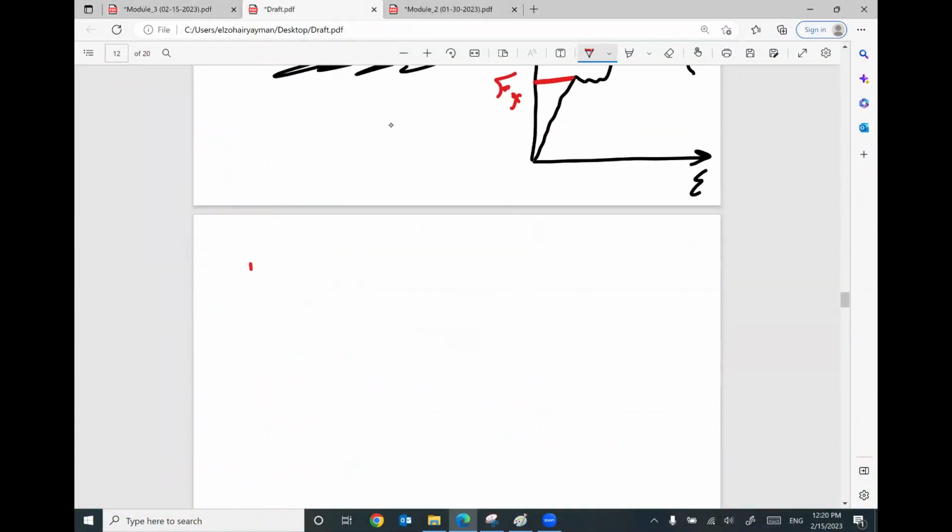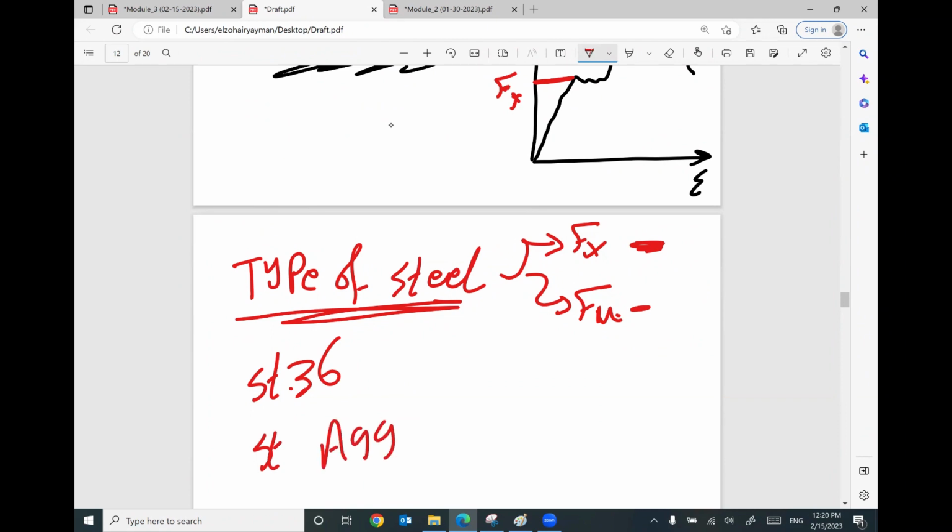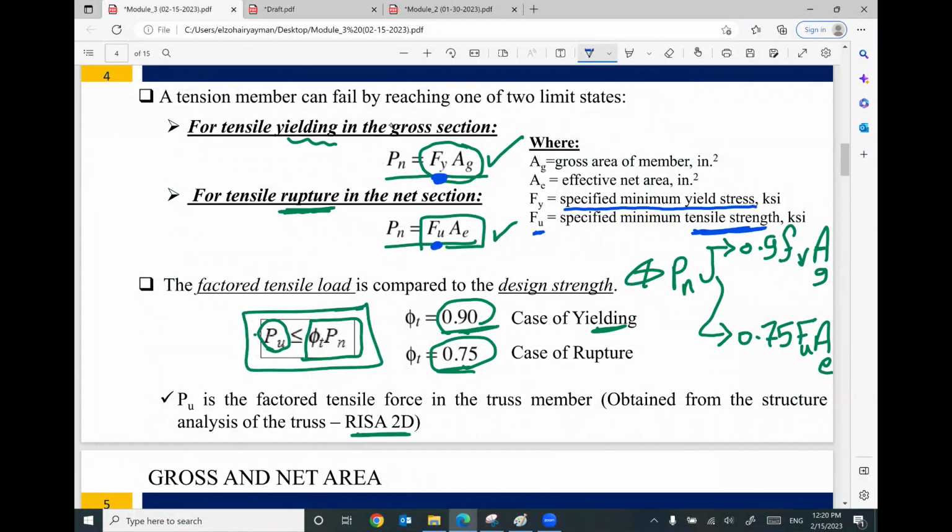Based on the type of steel, we have a table that can tell you what is the value of F yield and what is the value of F ultimate. We have different types. One of them is called steel 36 or steel A992. Based on the type, we have a table that can give you the value of F yield and F ultimate. So looks good.